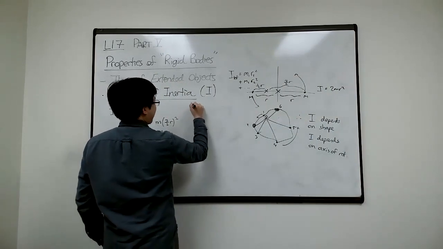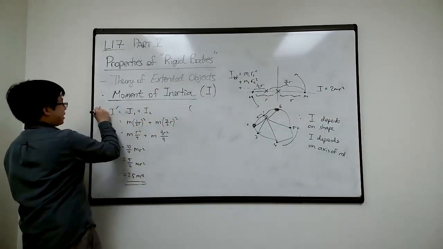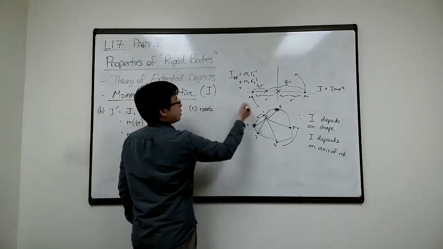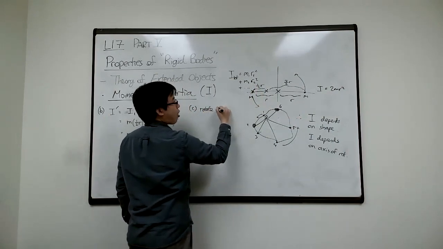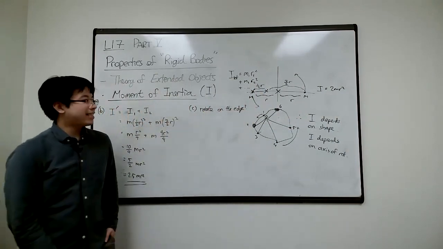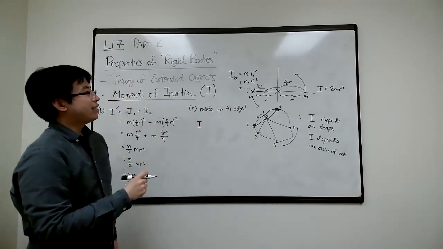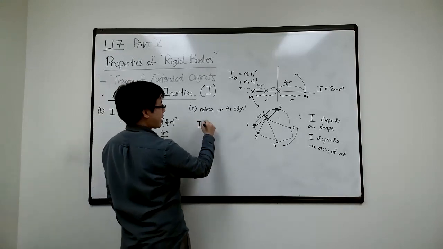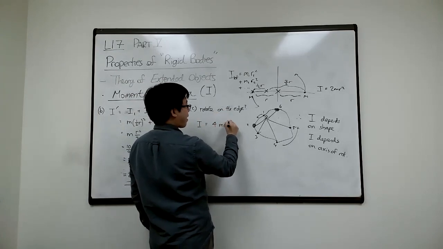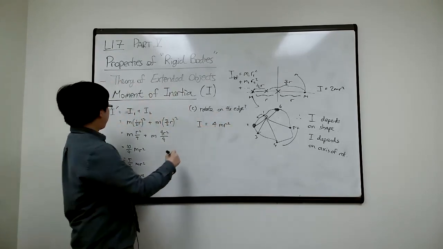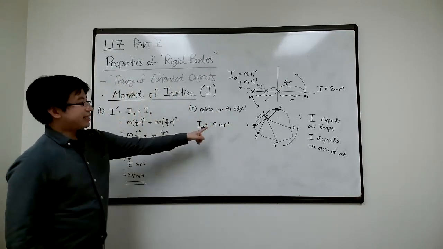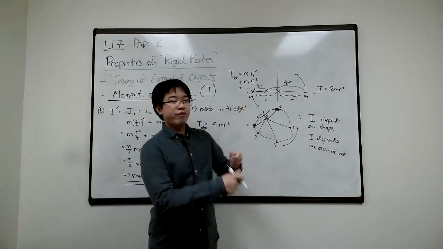I'll let you calculate that. Let's call this example B, and this example C. How about rotating exactly on the edge? I'll let you calculate that. The answer should be 4 mr squared. I've done enough of these problems that I can visualize it in my head, but you can double check that. So it's actually twice as hard to rotate it from the edge than the center.